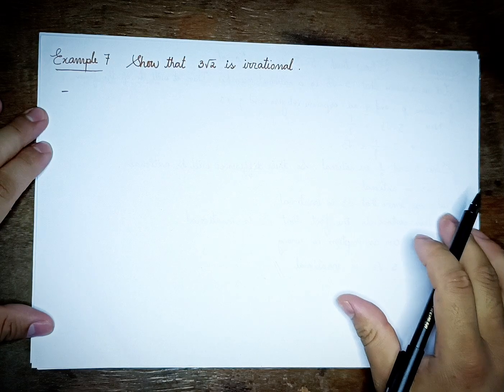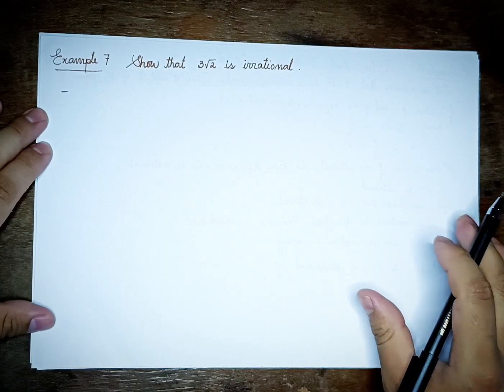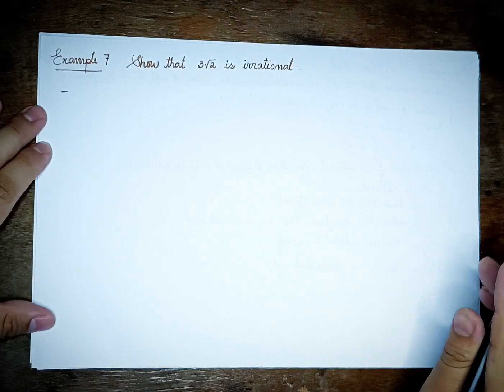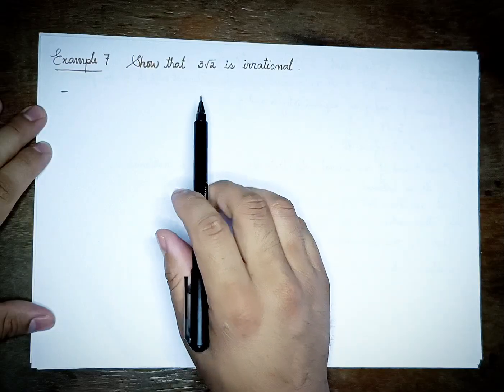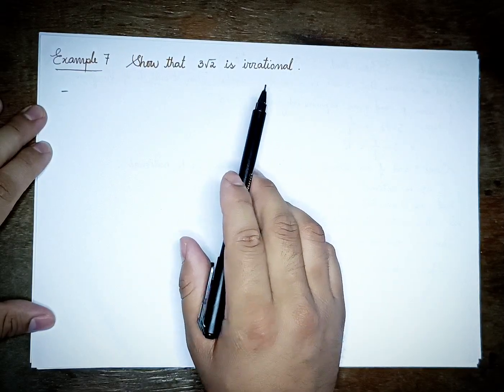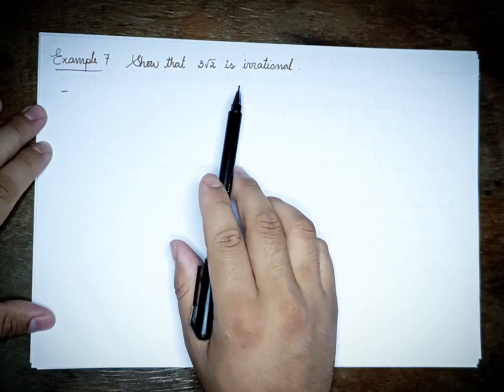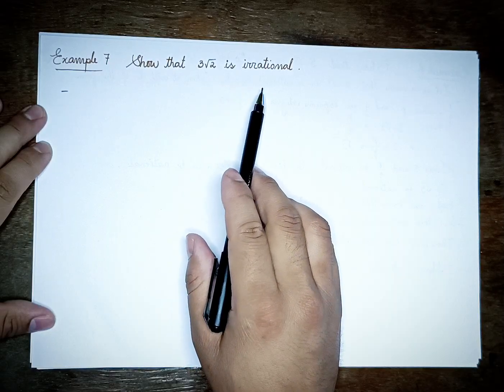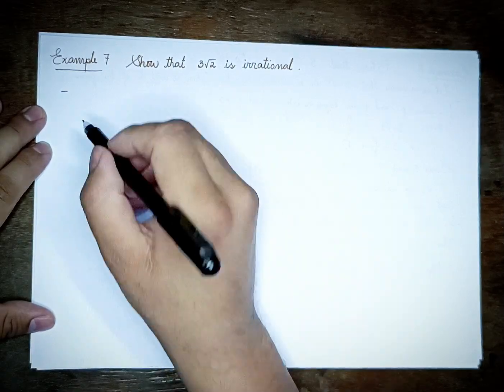Next, let's solve example number 7. Example number 7 says that we have to show that 3 root over 2 is irrational. For solving this, first we will prove it by contradiction, that is, assume that 3 root over 2 is rational, and then show that our assumption is wrong. We are going to solve that.